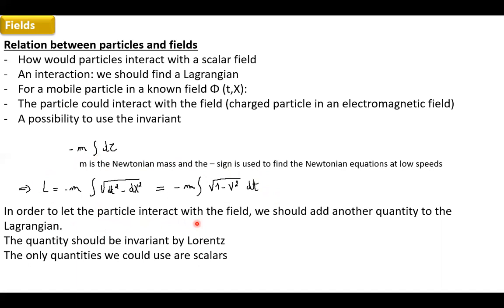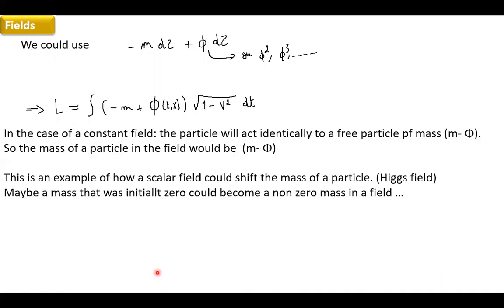If you are a physicist, if you are doing physics, you always need to have invariant quantities. Non-invariant quantities are not related to physics. It's maybe, I don't know what, anything other than physics. So this quantity should be an invariant by the Lorentz transformation. So in this case, because we are using a scalar Lagrangian and a scalar field, the only quantities we could use are scalar quantities. So this Lagrangian should be a scalar.